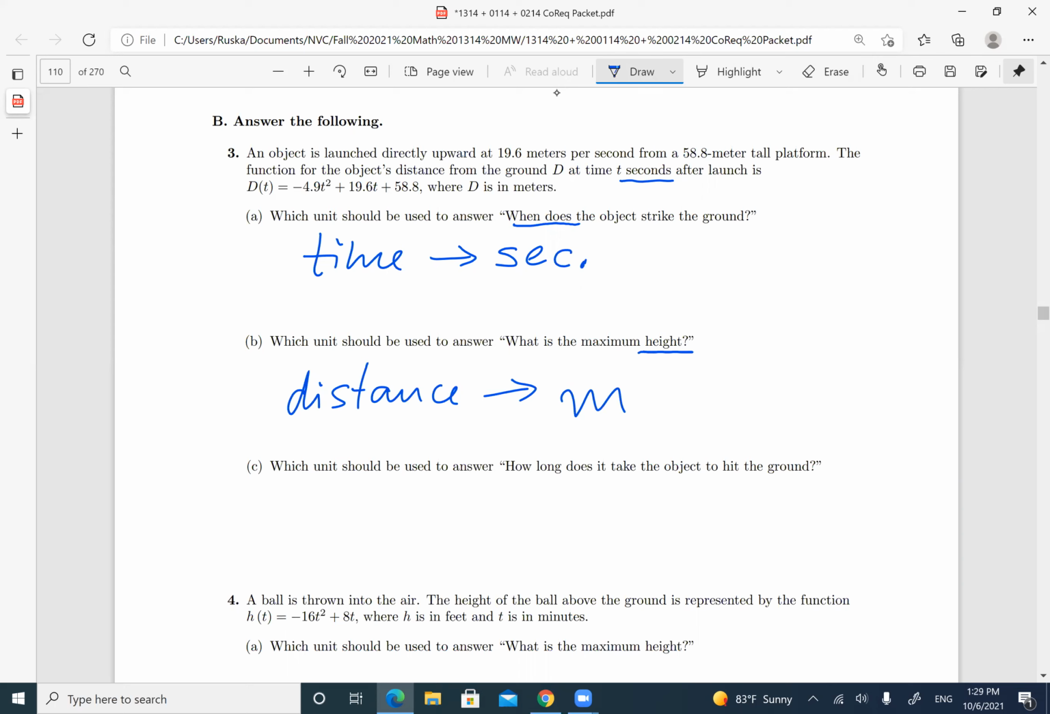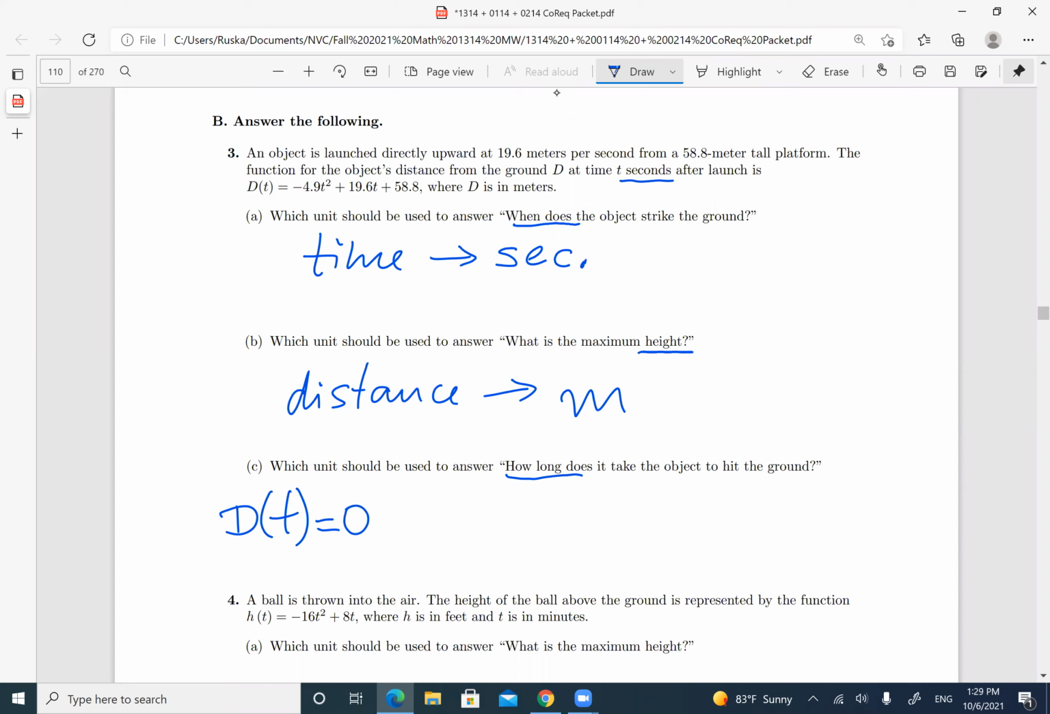Which unit should be used to answer how long does it take the object to hit the ground? How long? What kind of question is that? D of t equals 0. Yes, that's how you're going to solve it. D of t equals 0. That's how you're going to find it.